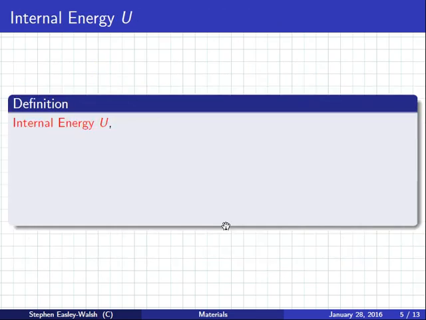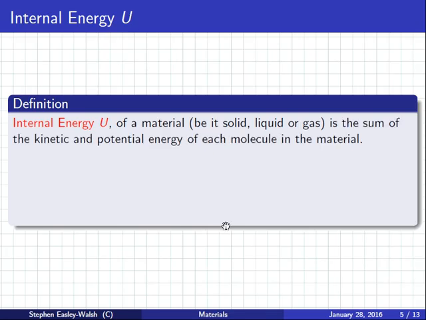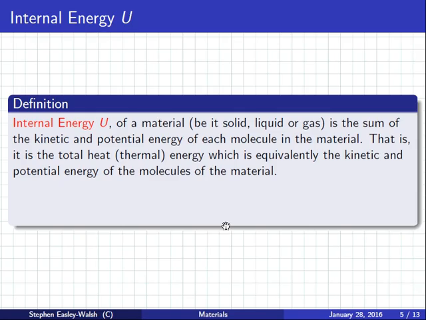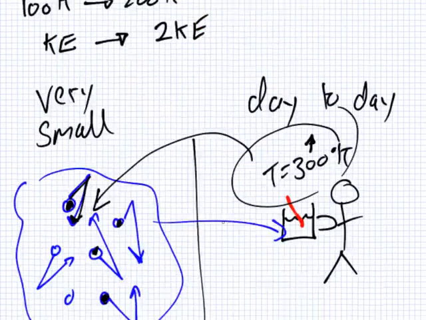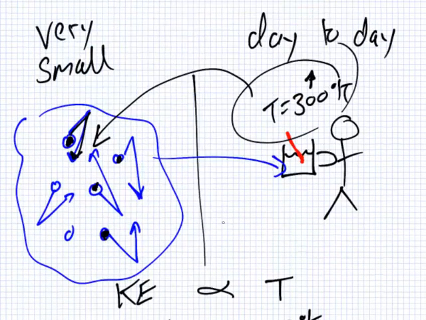Right, so we have something called internal energy U of a material, solid, liquid, or gas, which is the total kinetic and potential energy of each molecule. It's the total heat energy. Now there's a lot here, but just before you start writing it down, I just want to explain it with a little picture here, then you can write it down. Oh, actually, you can go to this picture.